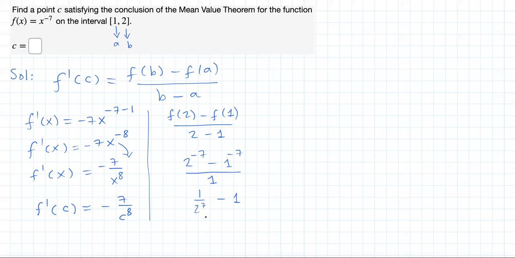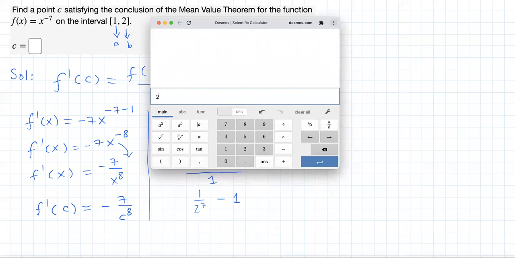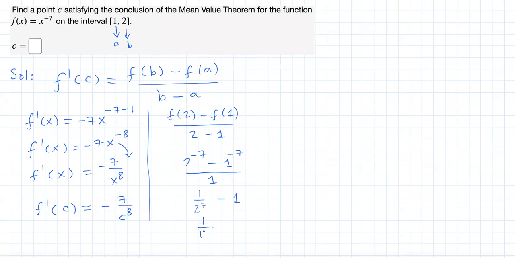2 to the 7, what is that? Using our calculator, it is 128. So we have 1 over 128 minus 1. But remember, 1 is just 1 over 1. If you multiply numerator and denominator by the LCD 128, you're going to get that this is 1 minus 128, which is minus 127, over the common denominator 128. So this is this guy, right?